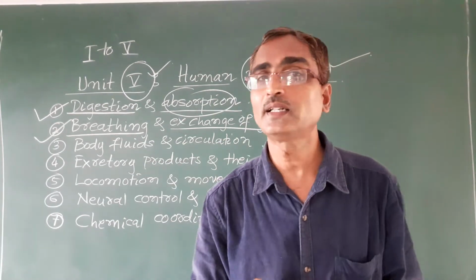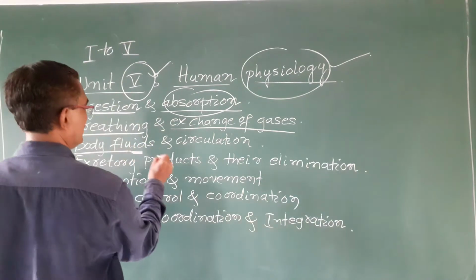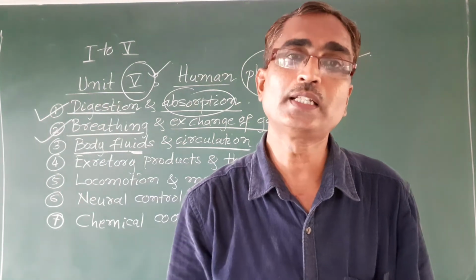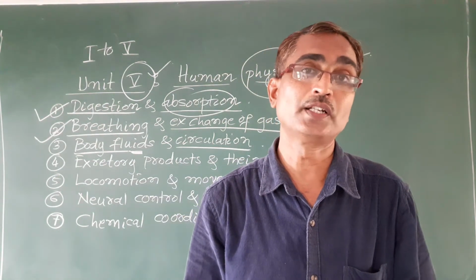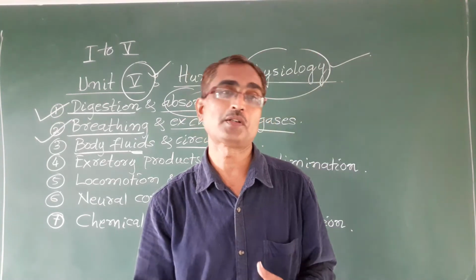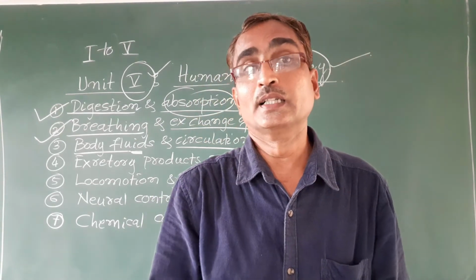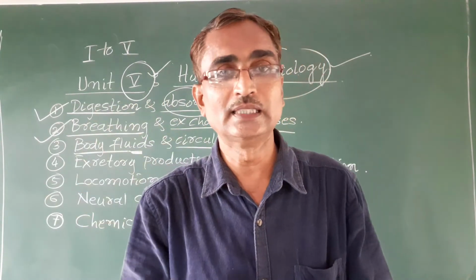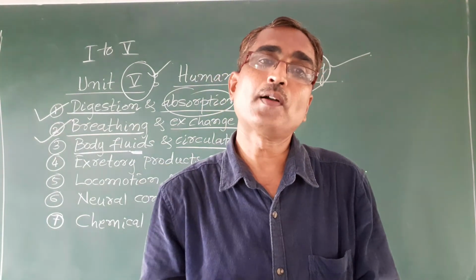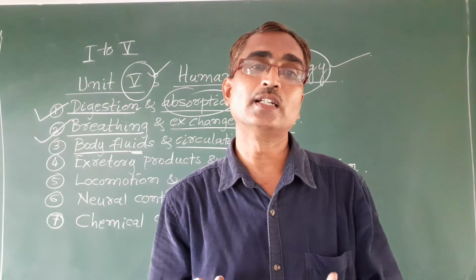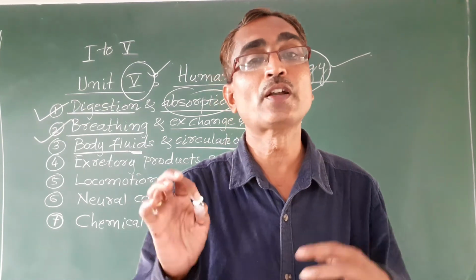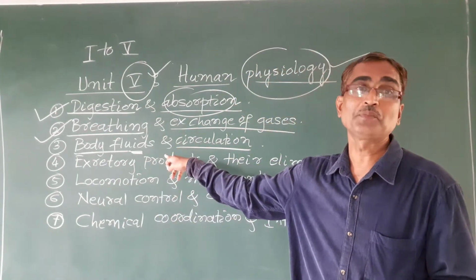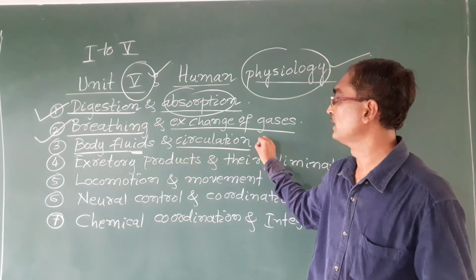After that we have body fluids and circulation. Our body is made up of so many fluids. Blood is one of the important fluids, and it plays a very important role in transporting various essential things to various tissues and organs, and likewise in removing unwanted things from various tissues and organs out of the body. That is what we will discuss in this chapter, body fluids and circulation.